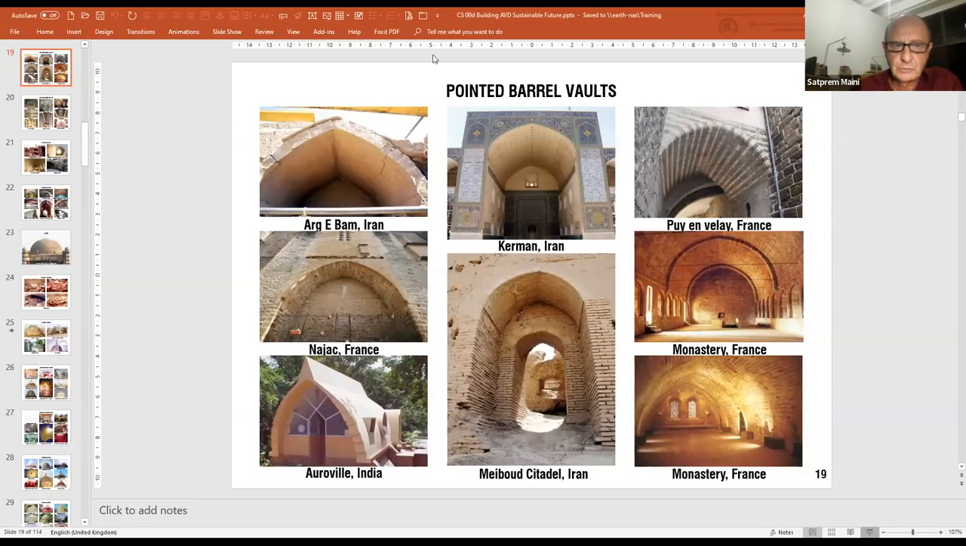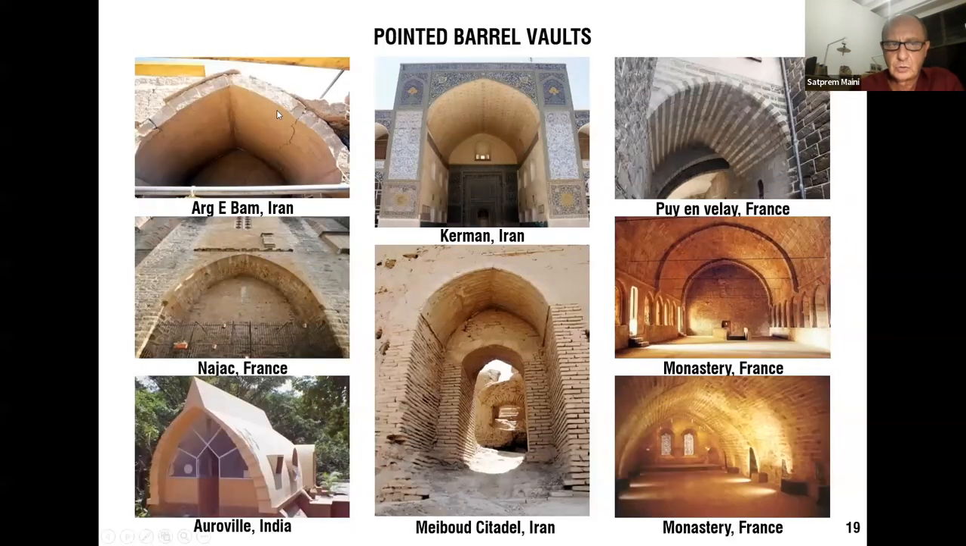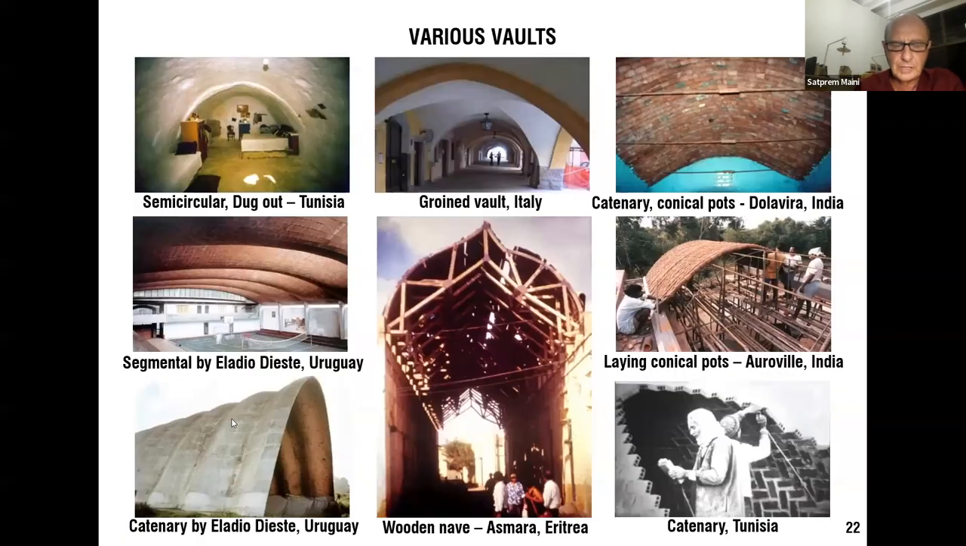So this vault, this was in Bam. There were just long cracks in the vault. And this happened because there was an asymmetrical load, in fact, there was more inertia on this side than this side. The vault cracked here. And there was another case. This one was also in Bam.